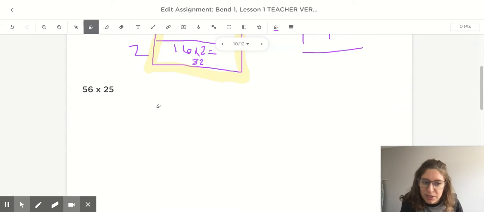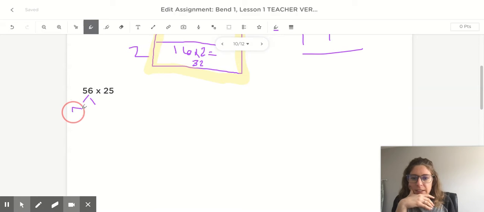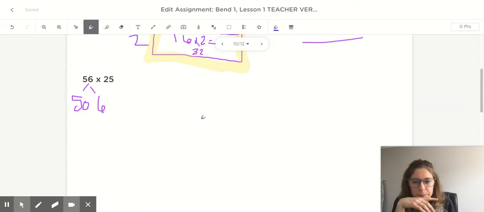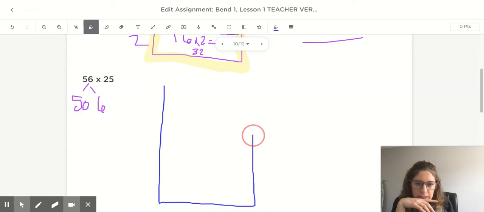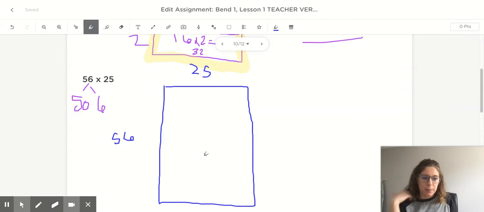Let's do one more. This is the real challenge. This is a really, really, really big problem. So I have 56 times 25, and I think that 56 is way too big for me, so I'm going to break it up. I'm going to break it up into 50 and 6. Okay, so let me pick a different color here. I have my 56 by 25 rectangle, length times width to find the area. And I'm breaking that rectangle into smaller multiplication problems to help me find the answer to the big one.